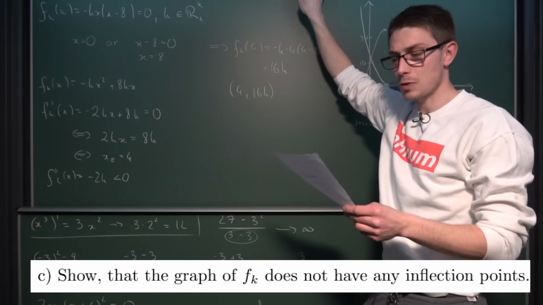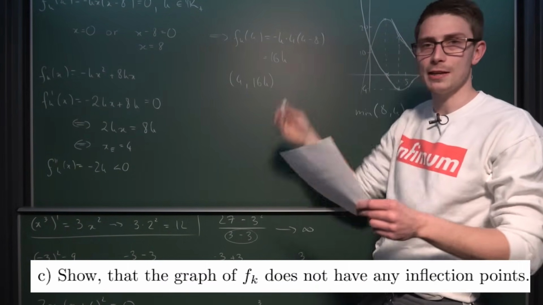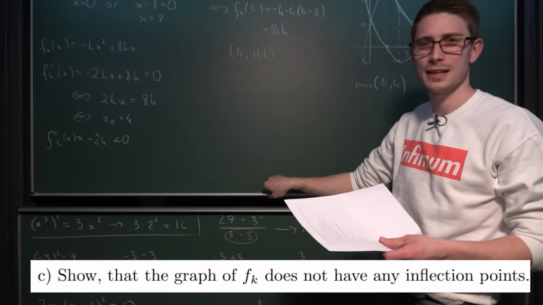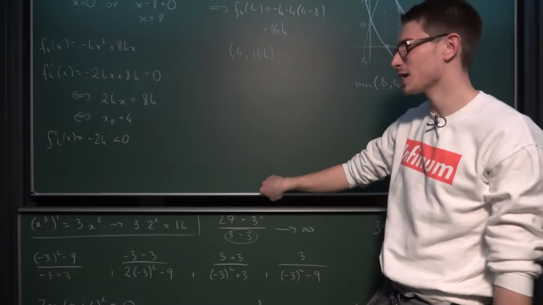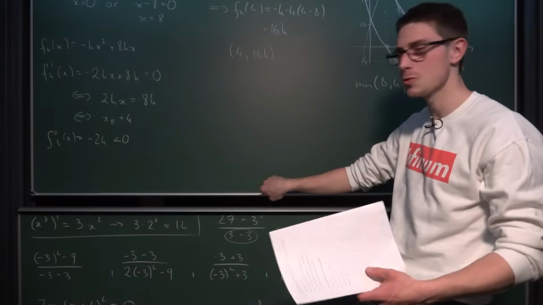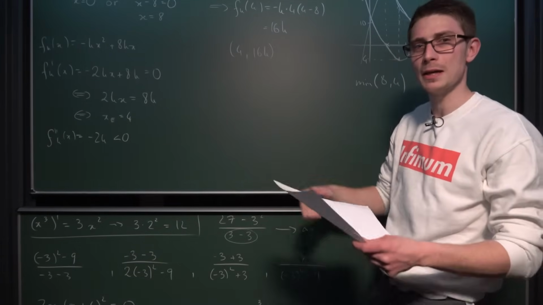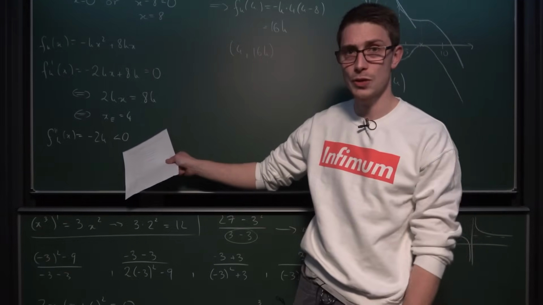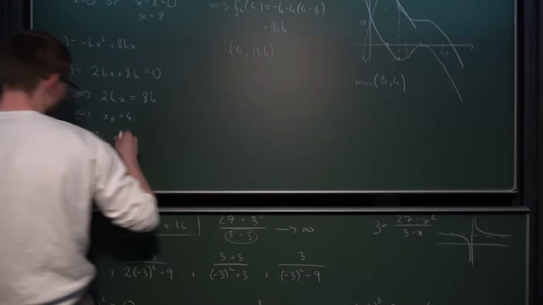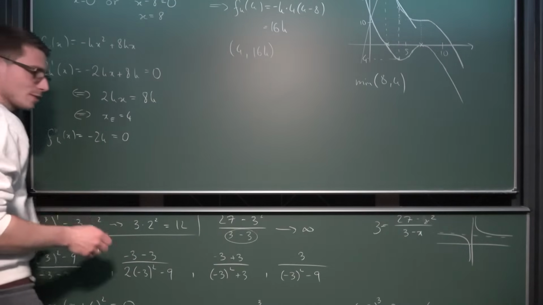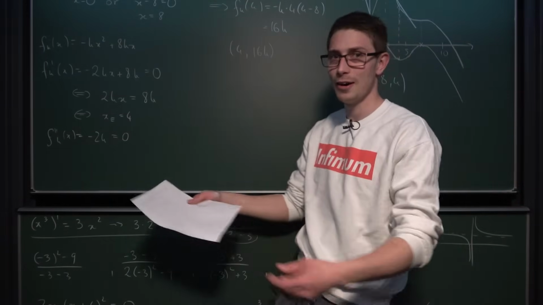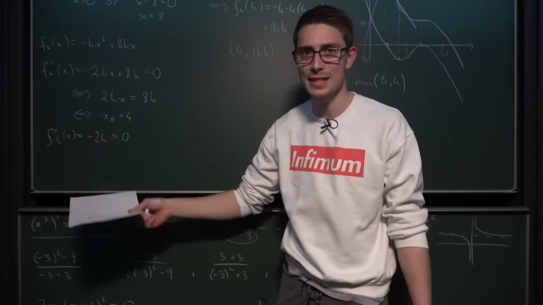Now, show that the graph of f_k does not have any inflection points. And this is so easy. And seriously, no one got it, apart from those 2 or 3 people. But it's so easy. To check if something has an inflection point, you are going to take the second derivative and set it equal to 0. But k is non-zero, so it doesn't work out. Or, obviously, because we don't have an x in here.